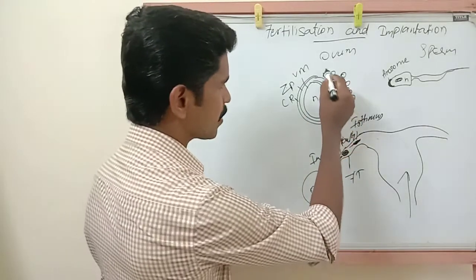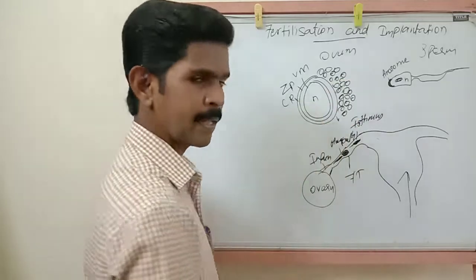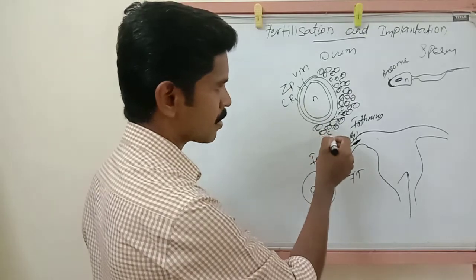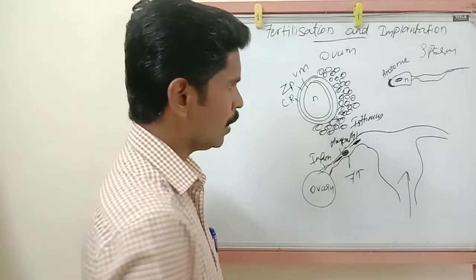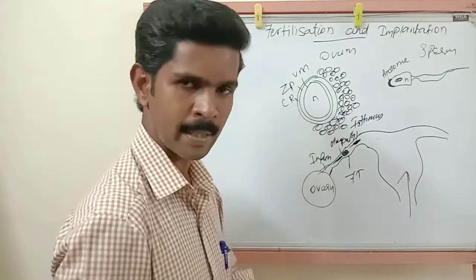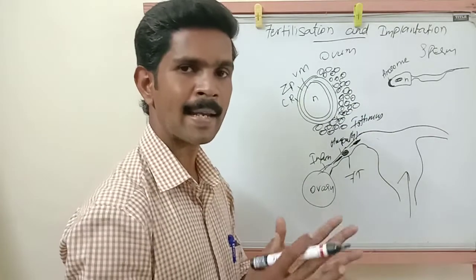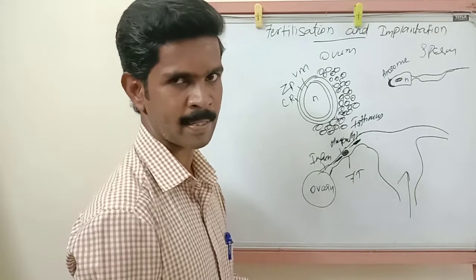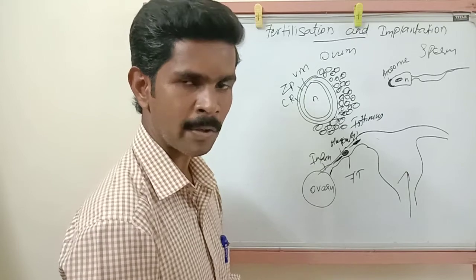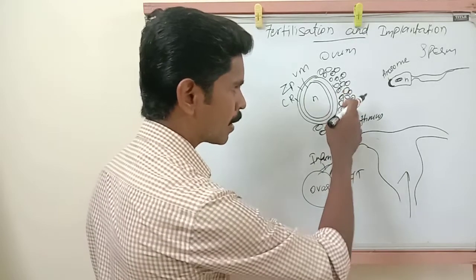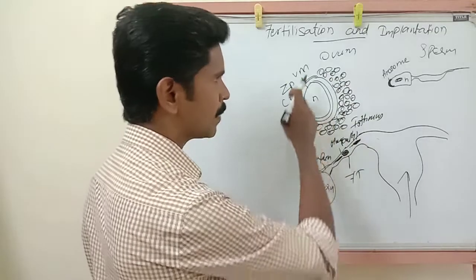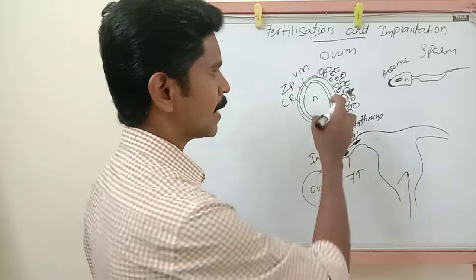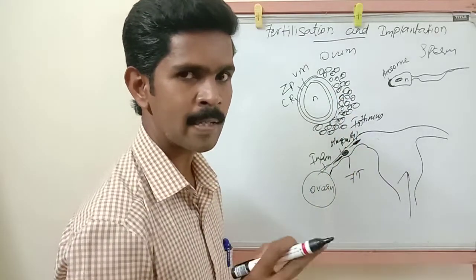Okay, then on the outer surface of these layers, the corona radiata, many small follicle cells are also present. These follicle cells are held together by an acid. The name of this acid is hyaluronic acid. So all the follicle cells present on the outer side of the ovum or egg are held together by hyaluronic acid.